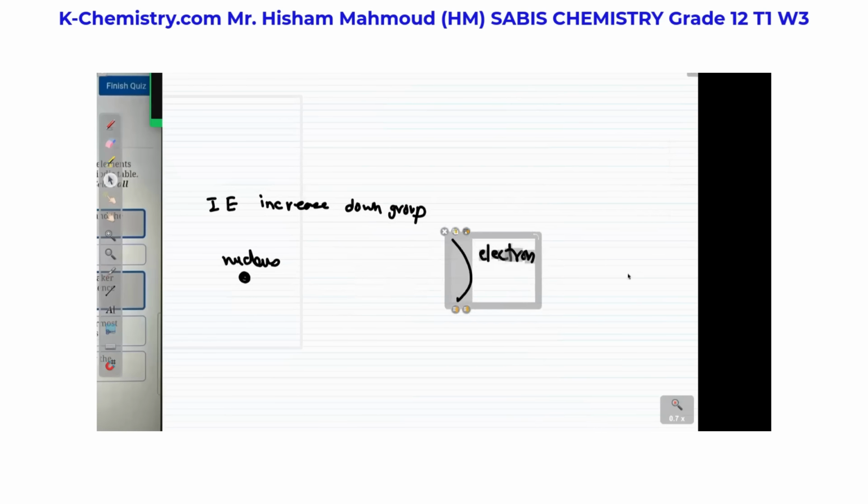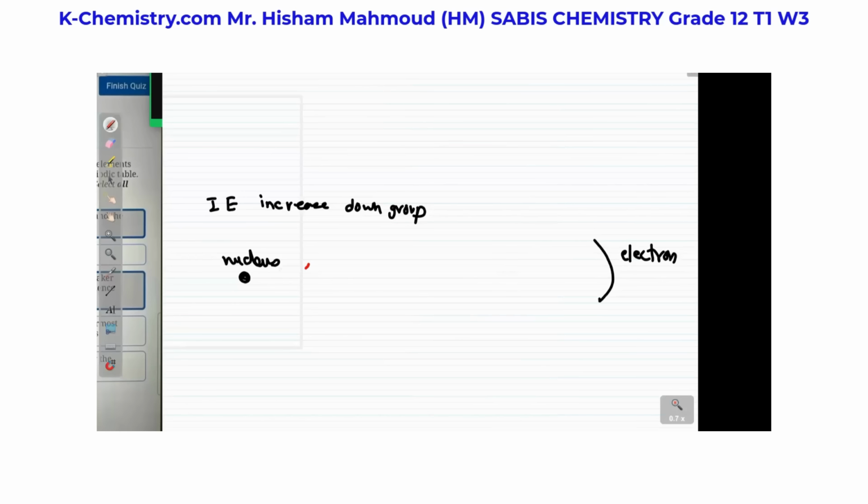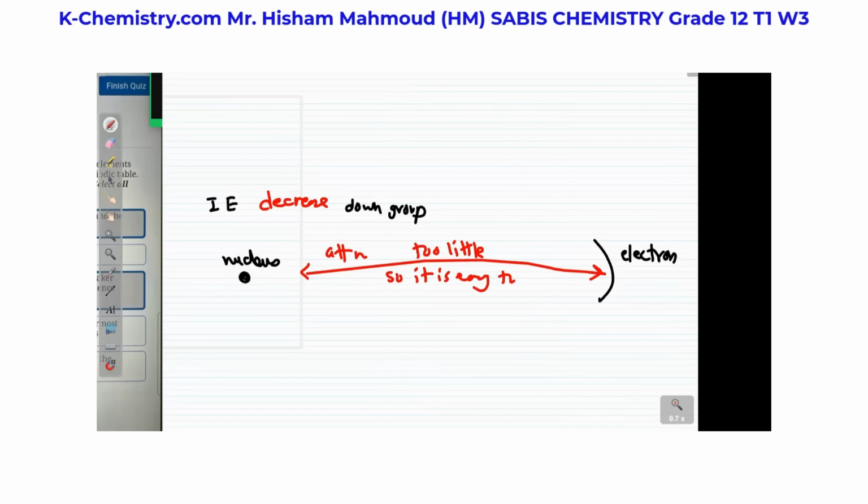Imagine that the electron is here. It's very easy to remove it. The attraction between this nucleus and the electron is too little. That's why the energy required to remove the electron will become less. Did I just write increase? I wrote increase. It decreases, because the attraction is too little, so it is easy to remove the electron. So the ionization energy is less.